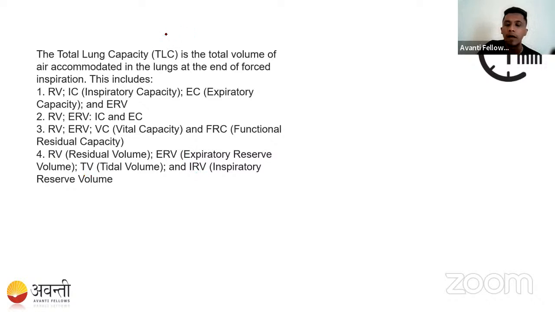So what is total lung capacity? You just have to tell what are the factors that you have to add up to give rise to total lung capacity. So I will relaunch the poll. You can answer this question in less than a minute. Actually, it's a very direct question.